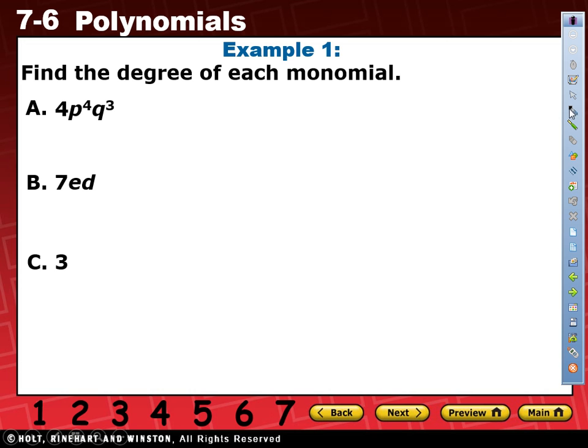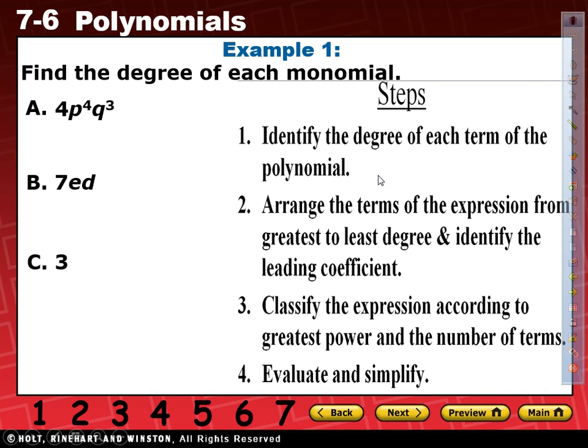All right, so copy example number 1, please. Example 1 says, find the degree of each monomial. You just write degree equals, and then just the number that it is. So A is 4p to the 4th cubed. B, 7eb, and C, 3. Find the degree of all those 3. Don't worry about this. These are just the steps. I'm going to show you the process as we go along to see if you memorize.